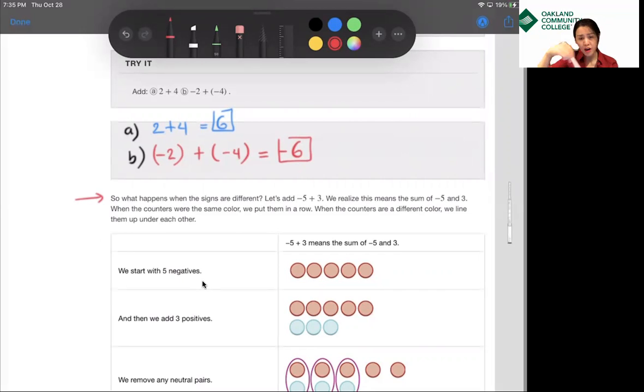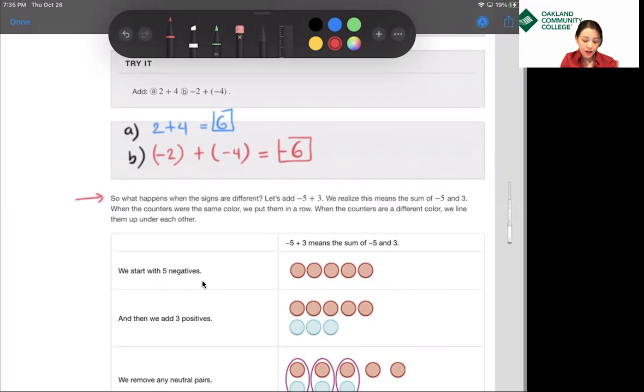Remember, the pairs that have red and blue form a neutral pair, right? That means the sum is 0. So I'm going to remove any neutral pairs. We have 3 neutral pairs. I'm going to remove them. What is left? Well, we have 2 negatives left. So that means the sum of -5 and 3 is -2. So -5 plus 3 equals -2. Notice that there were more negatives than positives, so the result was negative.